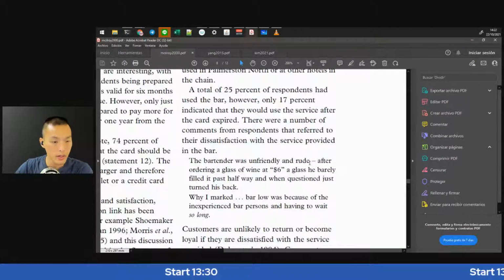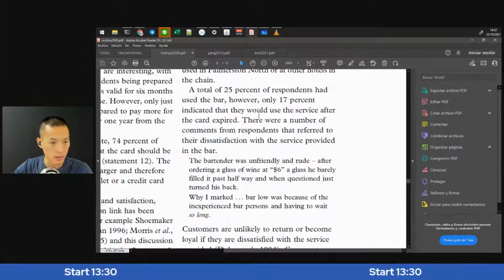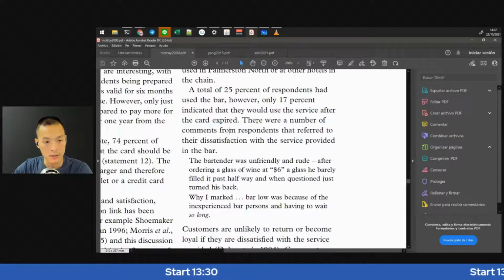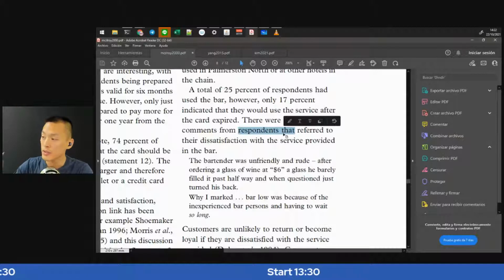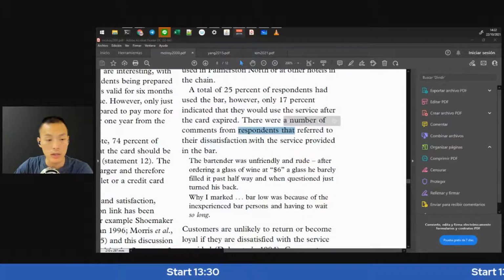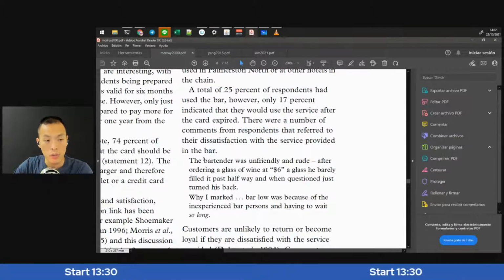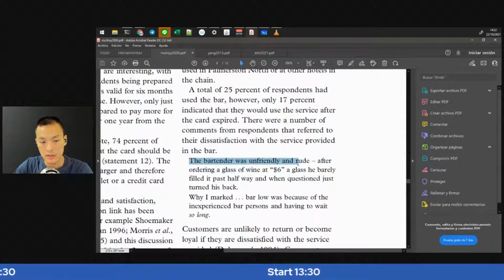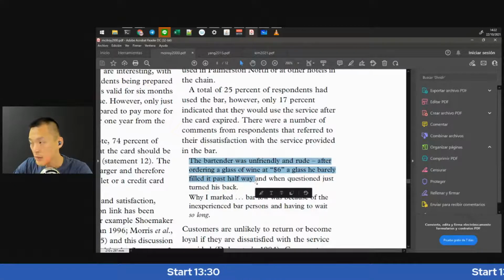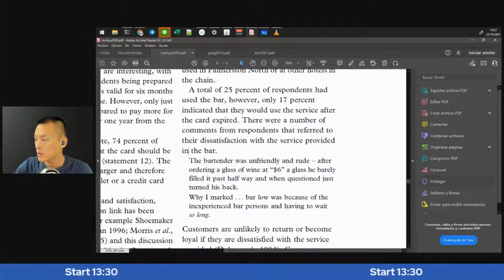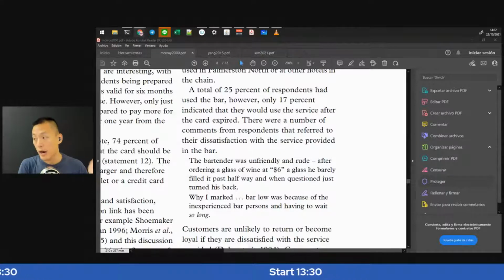Okay, let's come back to this part. In this McElroy paper, they talk about a respondent who bought a discount card, and the card expired. But some of the respondents who used the discounts to come to the hotel and try out the bar were not happy with the bartender. The bartender was unfriendly and rude. After ordering a glass of wine at $6 a glass, he barely filled it past halfway, and when questioned, just turned his back.